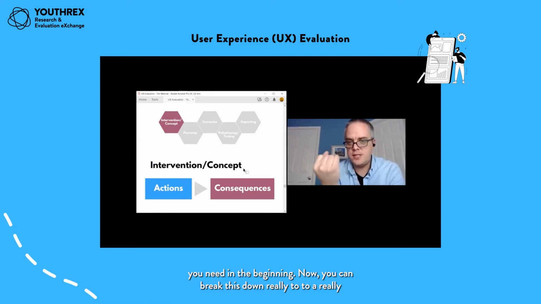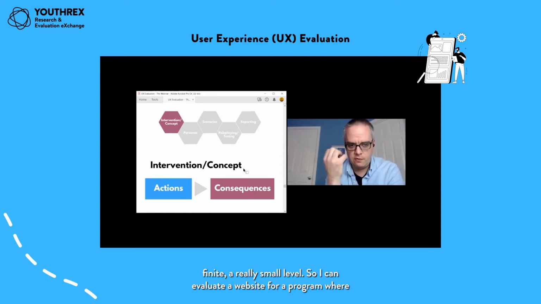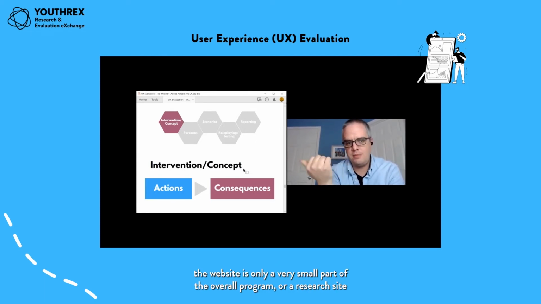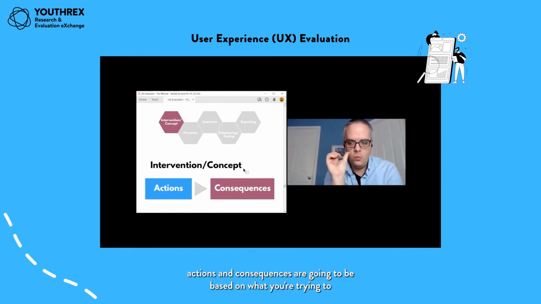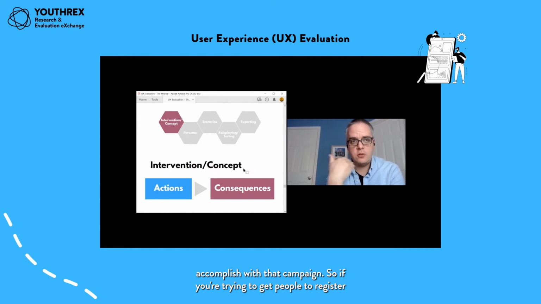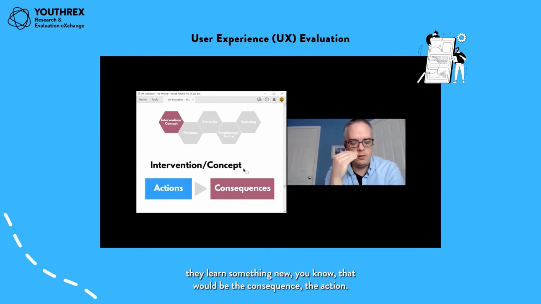Now, you can break this down to a really finite, really small level. So I can evaluate a website for a program where the website is only a very small part of the overall program, or a resource site, or a social media campaign. The actions and consequences are going to be based on what you're trying to accomplish with that campaign. So if you're trying to get people to register to take a webinar, so they take a webinar and they improve their skills, they learn something new, that would be the consequence. The action: what are you doing to try to get them into the webinar?